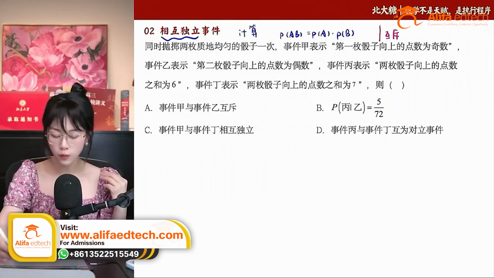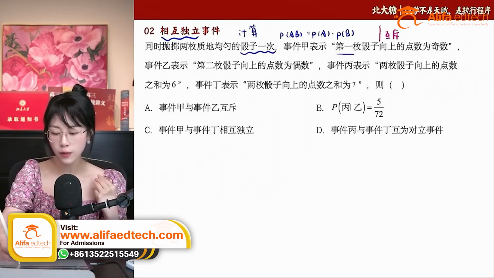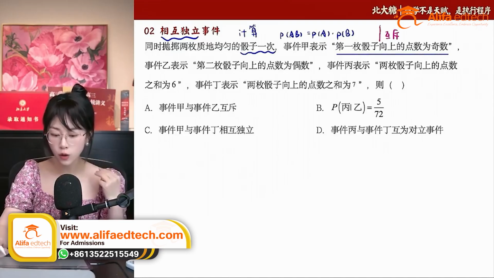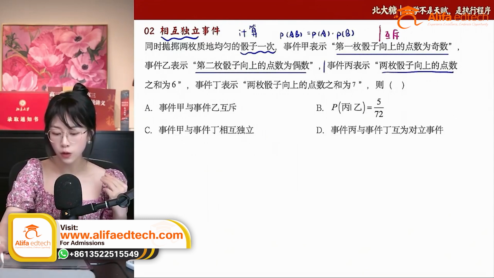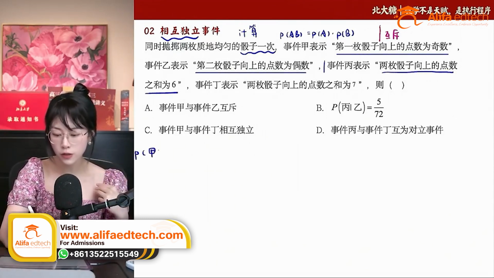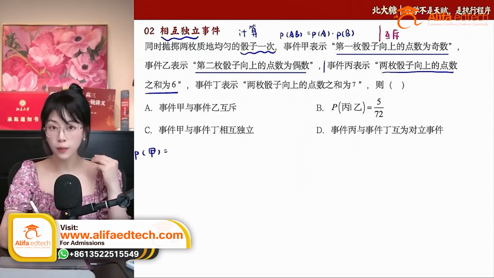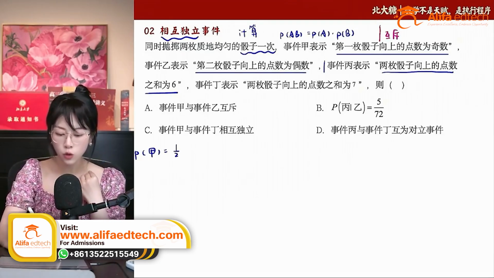Now let's look at this problem. We roll 2 dice at the same time. Let event A represent that the number showing on the first die is odd, event B represent that the number showing on the second die is even, and event C represent that the sum of the numbers showing on both dice is 6. So let's first write out our P(A). Since we're talking about the first die showing an odd number, we only need to look at the first die. Out of the 6 possible numbers, how many are odd? There are 3: 1, 3, and 5. So that's 3 out of 6, which is 1/2.